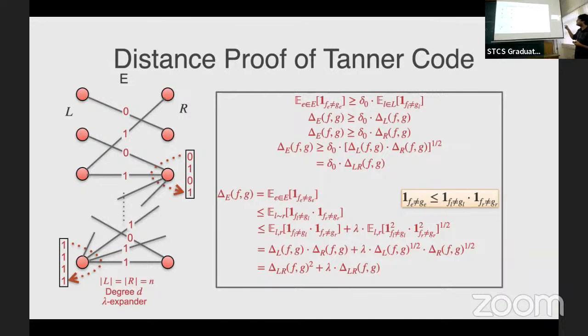One from the lower bound, comparing the lower bound and the upper bound. And again, remember, I hadn't assumed F is not equal to G, which is generally how we do code distance proofs.